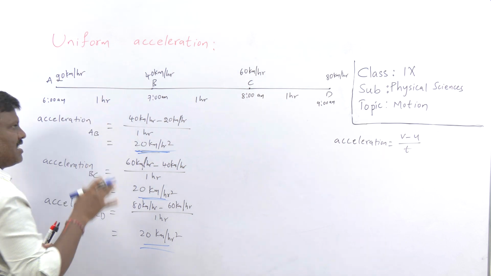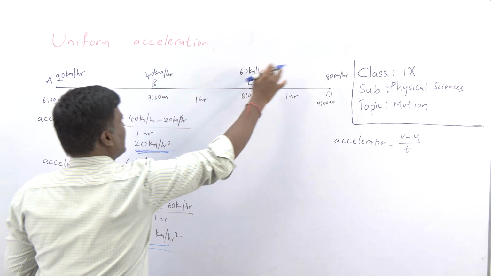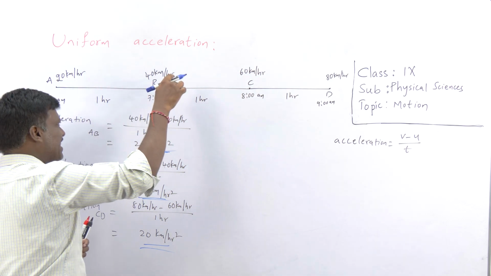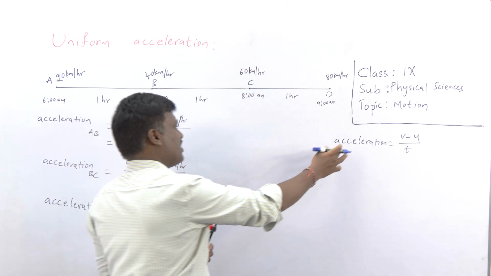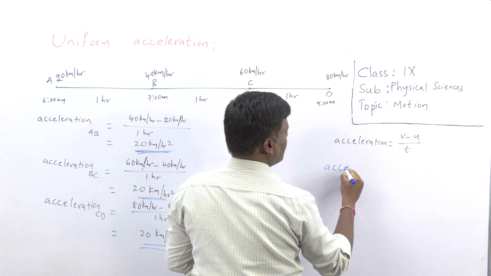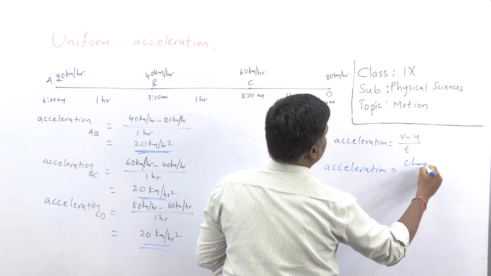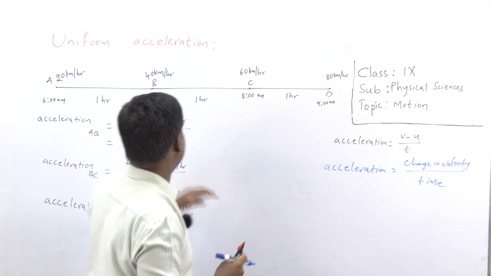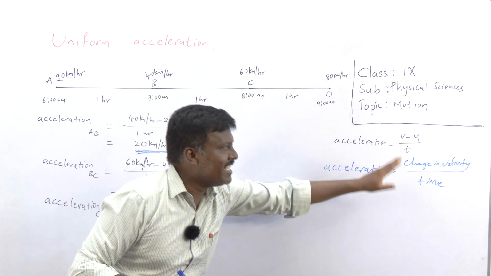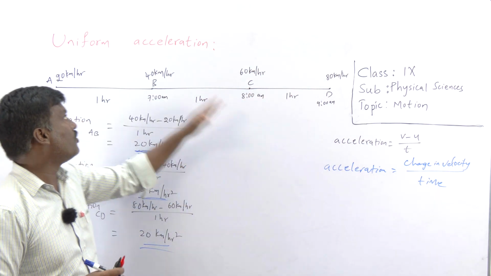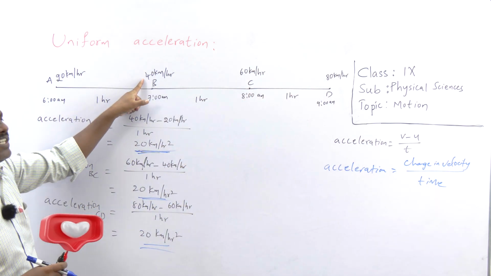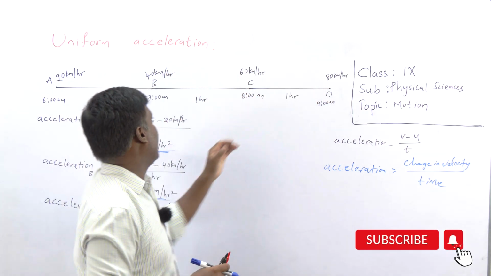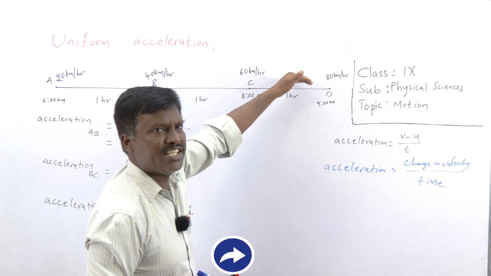Why is it called constant acceleration? Because velocity is changing, but acceleration is constant. Here, velocity is changing equally in equal intervals of time. What is meant by acceleration? Change in velocity by time. So when the velocity of an object changes equally in equal intervals of time, that is called uniform acceleration. See, how much did velocity increase? 20. Next, how much? 20. Next, how much? 20. Every time, velocity increases by 20.